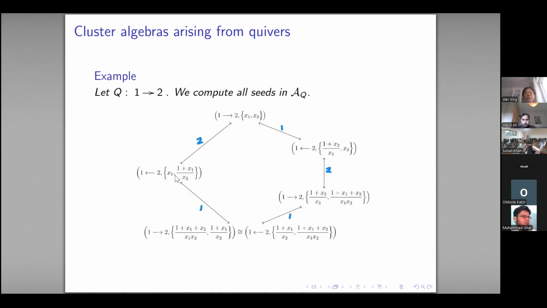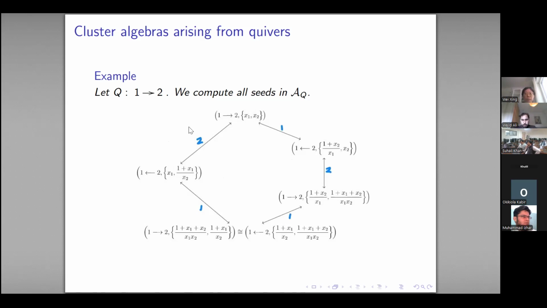So in other words, if you have a quiver Q like this quiver, you have finitely many cluster seeds. There are only 5. Some of the variables are the same. So you have 5 cluster variables. And the cluster algebra will be generated by these 5 cluster variables.